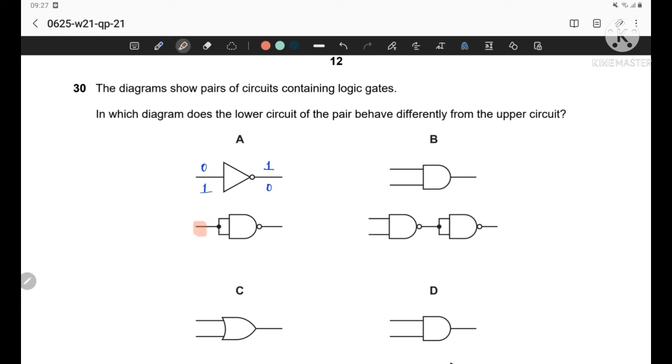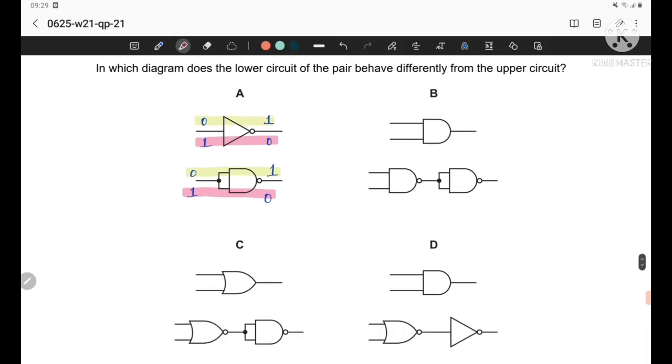For the second logic gate given in option A, when input is 0, both sides it will be 0, 0. So the output for a NAND gate will be 1. Likewise, when input is 1, at both input it will be 1, 1. And therefore, the output will be 0. So we can see both logic gates have the same function. Like when we give 0 input, output is 1 for both. When we give 1 input, the output is 0 for both the logic gates. So option A is not giving a different behavior. So option A is not the correct answer. Let's look at option B.